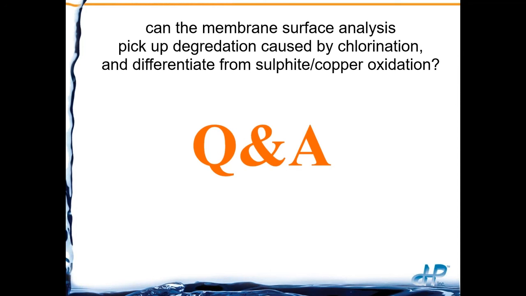The actual surface analysis generally will not show it. So my answer is going to be no. I've never seen that we can pick that up. The sulphite or the copper oxidation, it will show those laying out on the membrane itself, and it'll give us a clue, but it will not give us a definitive, yes, this is what caused it. It'll just show that they're on there.